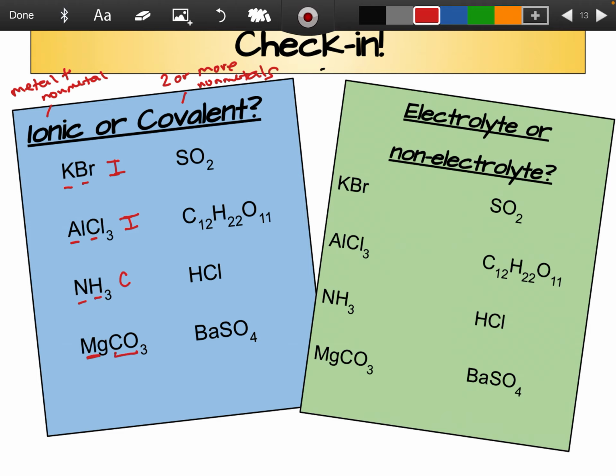MgCO3, this is a metal and a polyatomic ion, so it's going to be ionic. SO2 is two or more nonmetals, so it's going to be covalent. C12H22O11 is also covalent. HCl is kind of an exception. HCl is covalent, however, it is an acid, so it behaves differently. So I'll explain it in the notes. You won't be asked to know this for a test or a quiz, but it is covalent, but it does behave a little differently than the others. BaSO4 is a metal and a nonmetal, so it's going to be ionic.